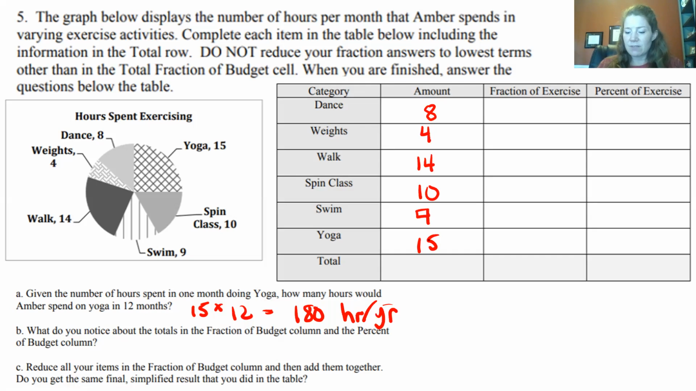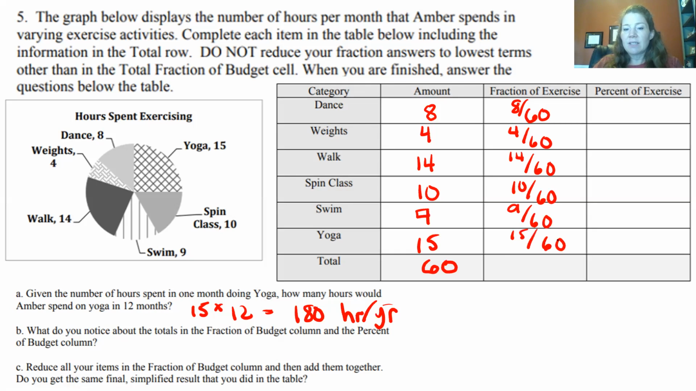So the total number of hours is 15 plus 9 plus 10 plus 14 plus 4 plus 8. Did you guys get 60? 60 hours of exercise in a month. So what fraction of the time do they spend in dance? 8 out of 60, and it said not to simplify it yet. 4 out of 60. 14 out of 60. 10 out of 60. 9 out of 60. And 15 out of 60. Which is a total of 60 out of 60, right?